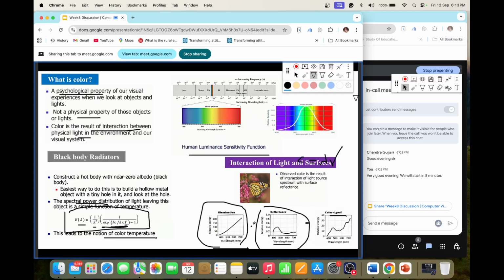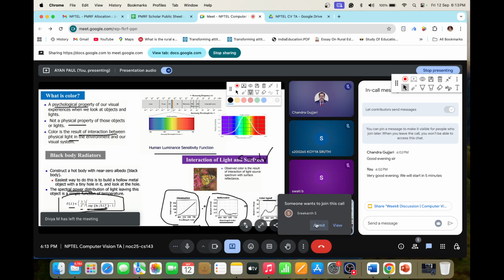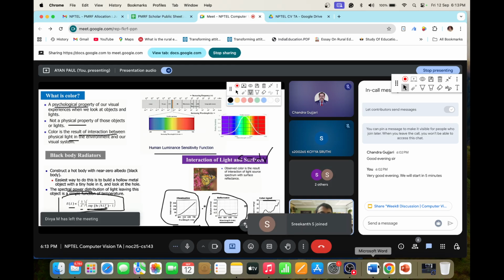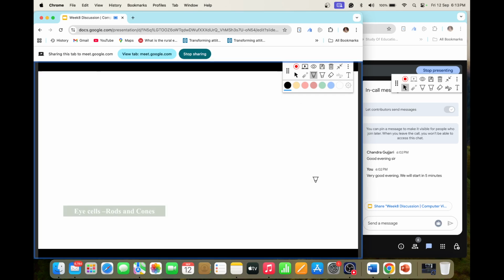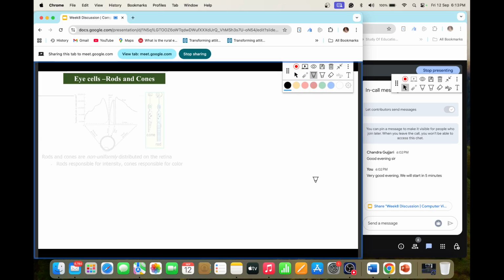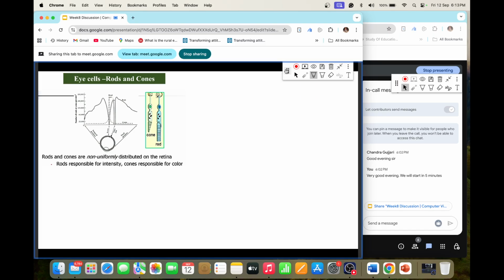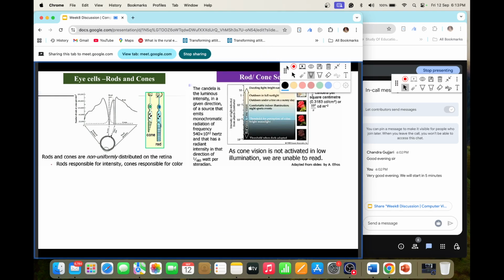So this is the very introductory concept of what is color, and how we are perceiving it. If we continue, our eyes have two photoreceptor cells. One is known as the rod cell and the other is known as the cone cell. Now the rod cell is important for intensity and the cone cell is important for color.